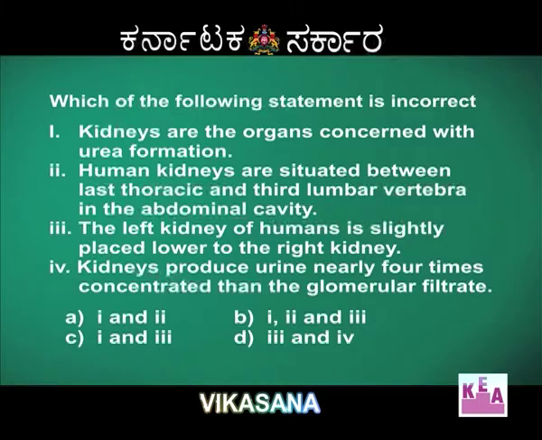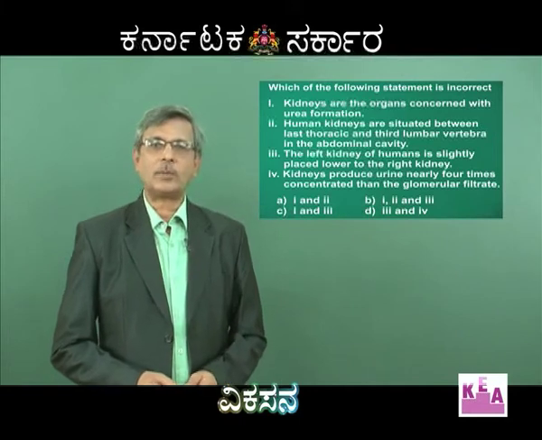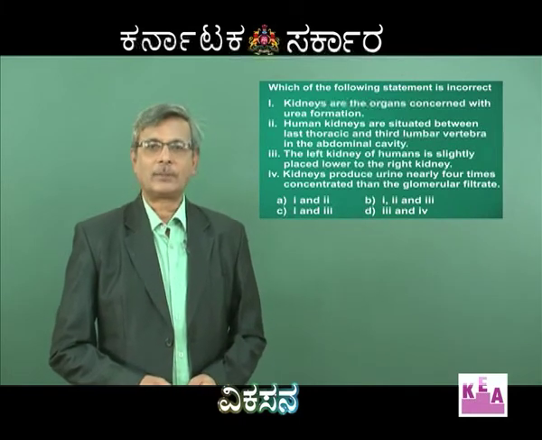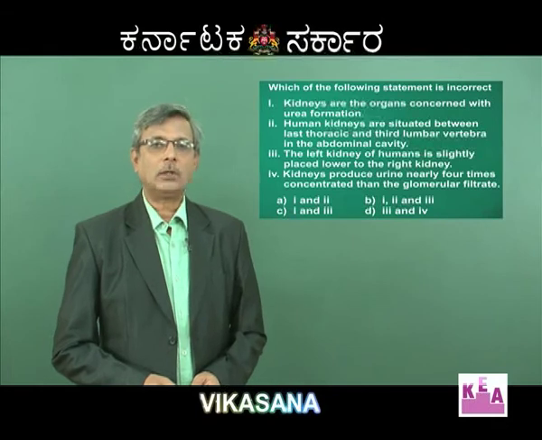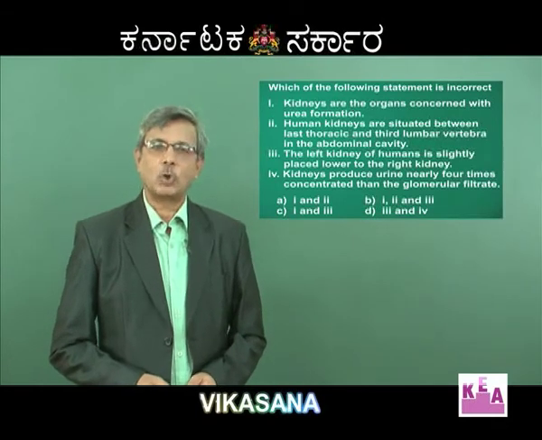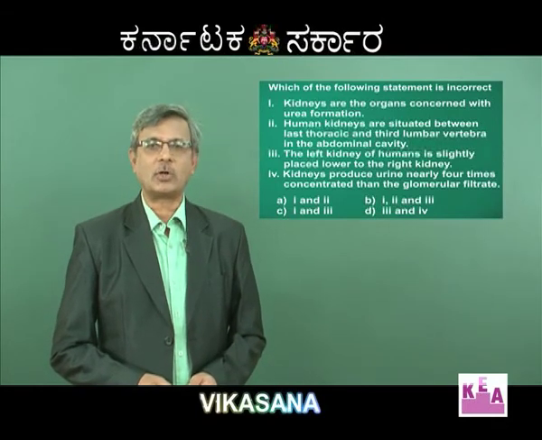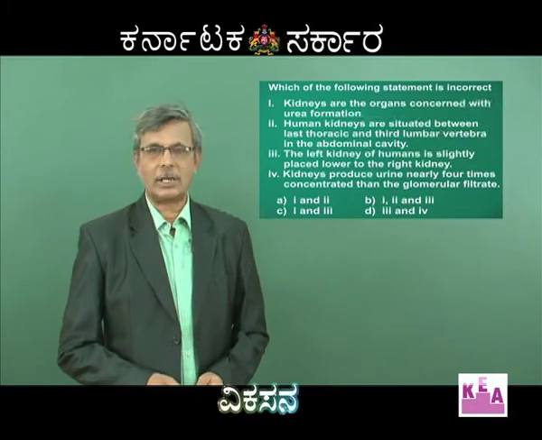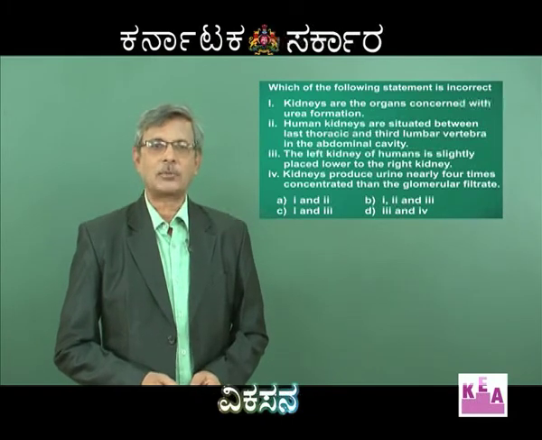The question is, which of the following statements is incorrect? Here there are 4 statements. Kidneys are the organs concerned with urea formation. So naturally this is wrong because urea formation occurs in the liver. I hope all of you know the biochemical cycle associated with urea formation is called the ornithine cycle or Krebs ornithine cycle. So option 1 is wrong.